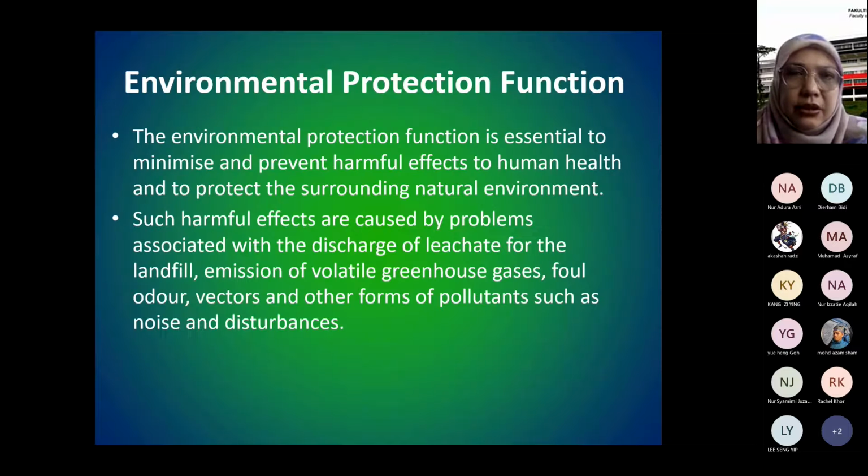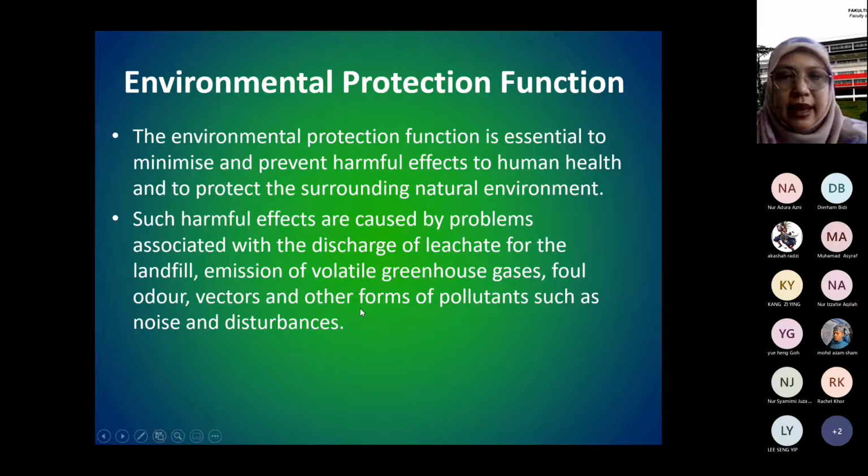Okay, so next would be the function of environmental protection. Environmental protection is essential. When we are thinking about constructing a sanitary landfill, environmental protection is one of the important aspects that we need to consider. Harmful effects are caused by problems associated with discharge of leachate, so environmental issues will relate to leachate. There is also emission of volatile greenhouse gases, so methane gas, carbon dioxide and other gases, and then a bad or foul odor. So one of the problems is how to reduce odor at the landfill.